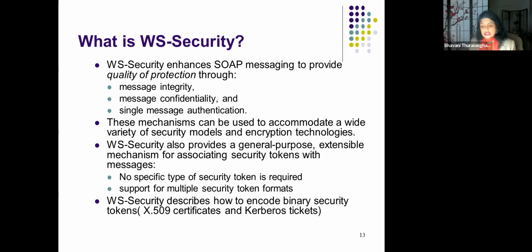How do you get all these tokens and keys and so on? WS Security describes how to encode binary security tokens. So certificates could be, you can use Kerberos or X.509 certificates. Okay, so I'm not going to go into all these details, but again, in my class, I provide more details, not all the details about certificates and Kerberos and so on, but some details are provided.